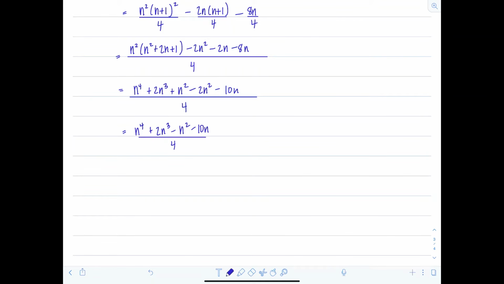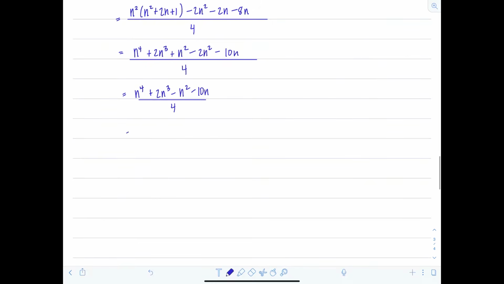And one thing I noticed is I can factor out an n from each of the terms in the numerator, and we want to go ahead and do that. So we have n times n cubed plus 2n squared minus n minus 10, over 4. Yay, there's our answer. So let's box it. And that concludes that example.